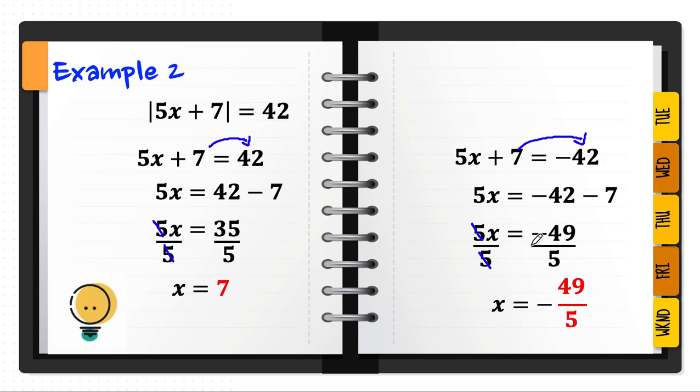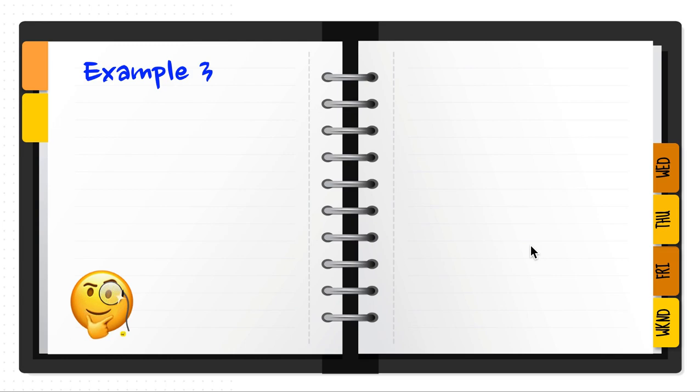Now, let us go to the third example. Solve for the value of x in the equation, the absolute value of x plus 6 minus 8 equals 5.